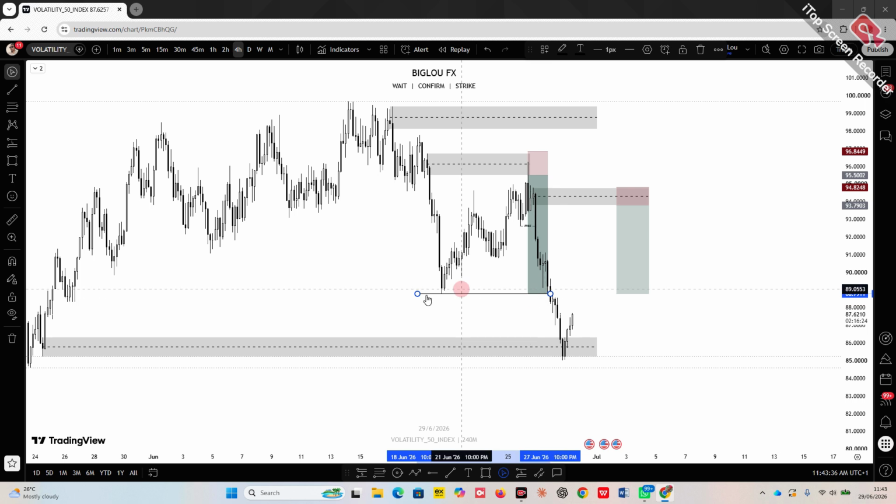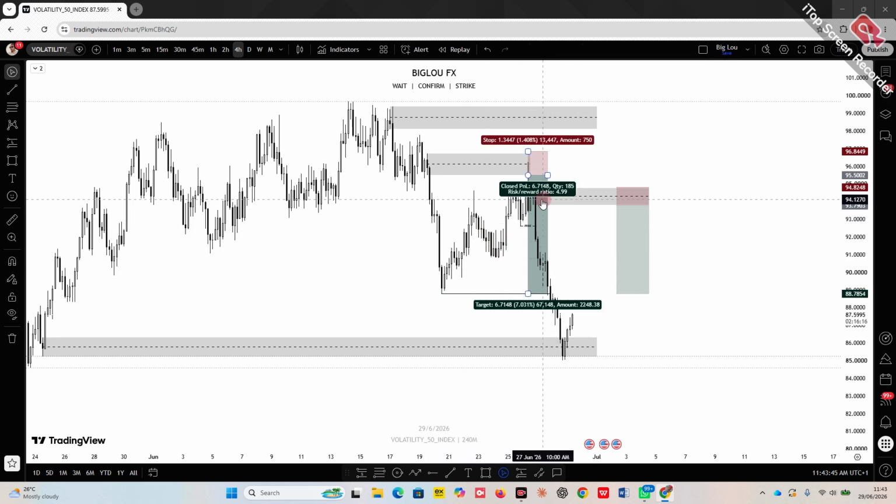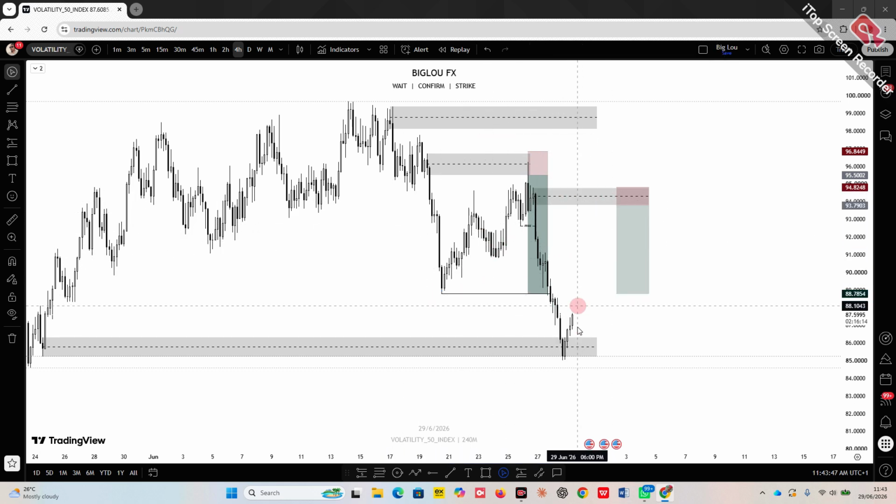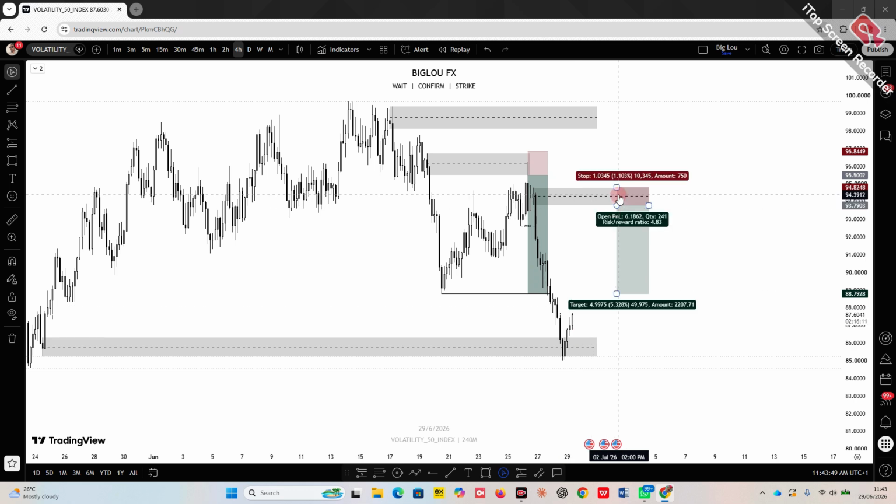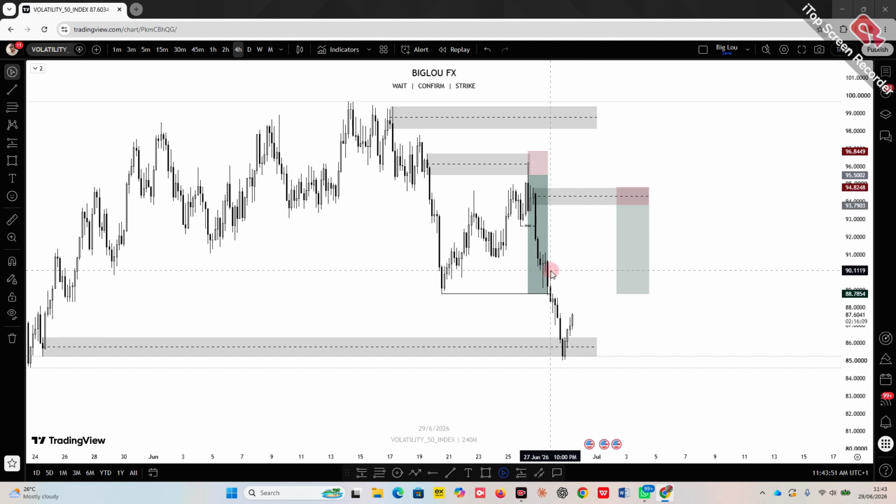Okay, this is a break of structure on the 4 hours, and this is why you see that I mark this zone now. This is my next zone. I'm expecting price to rally up to. Even though there's a point here, there's a zone here.